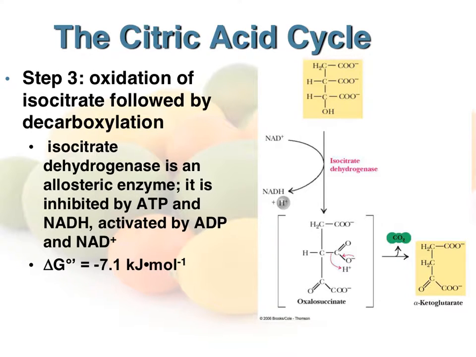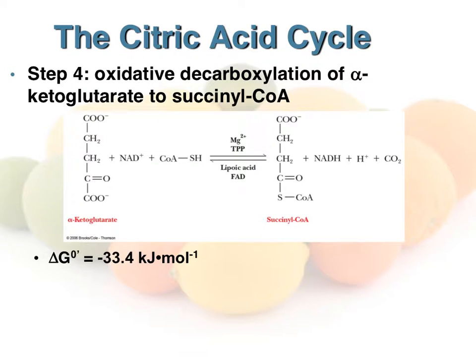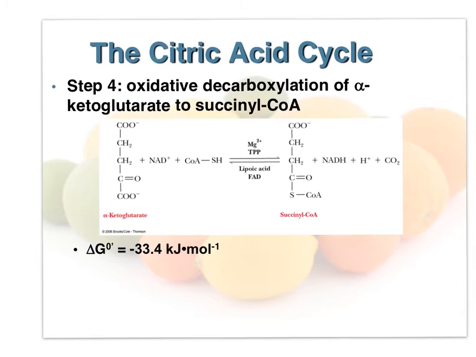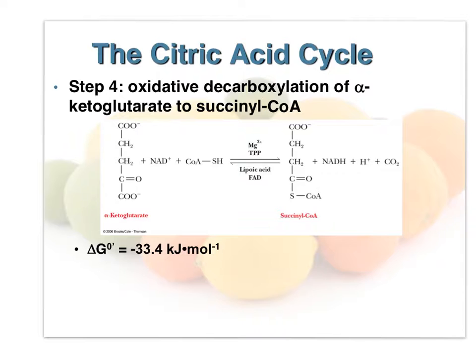Now we're at step 4. So we have alpha-ketoglutarate, and we're making succinyl-CoA. Succinyl-CoA, which we've seen, is one of the parts that can go back and inhibit: if it starts to accumulate, it inhibits citrate synthase.